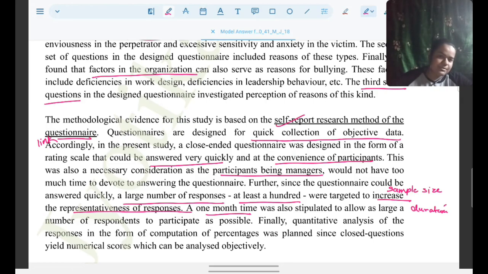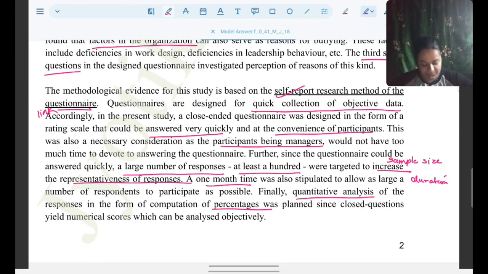Why I have included that one month duration is because I am targeting a large number of responses, like I mentioned in the previous sentence. So that is why I've included this as well, that I would like a large number of responses to be collected, even if it takes a long time to get that many responses. No hurries here. Finally, quantitative analysis of the data in the form of computation of percentages was planned, since close-ended questionnaires yield numerical scores which can be analyzed objectively.